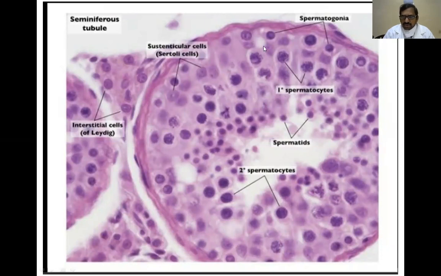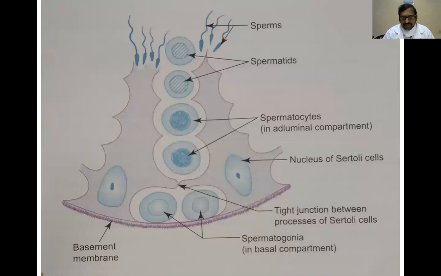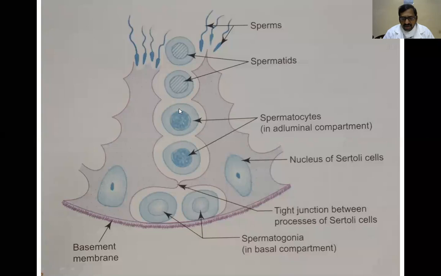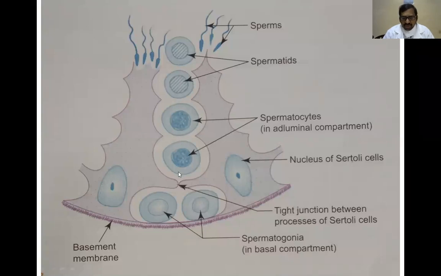In between the two Sertoli cells, there is a tight junction. You see, this is one Sertoli cell. This is another Sertoli cell. Here you see there is a tight junction between these two Sertoli cells. It separates the spermatogonia from the remaining stages of development of the spermatocytes. This is called the blood testis barrier.